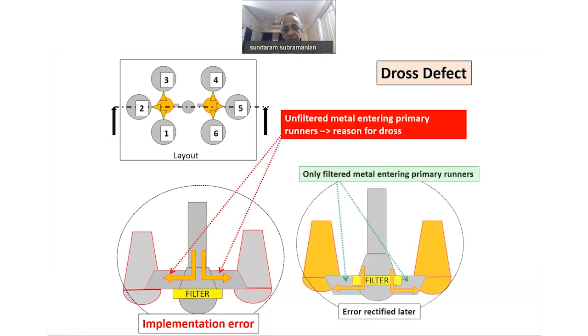So this is how the modified running system looked. The runners here were put here, and then obviously only the filtered metal can enter the runner and into the casting. So sometimes in our hurry we may miss out some of these finer issues, and then we pay for it heavily.